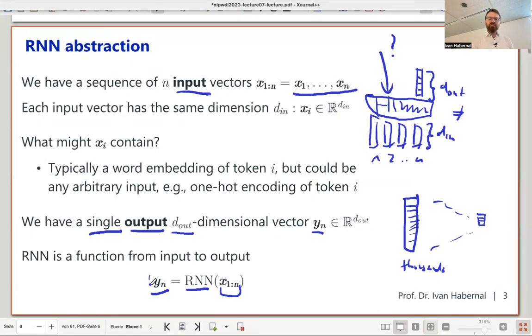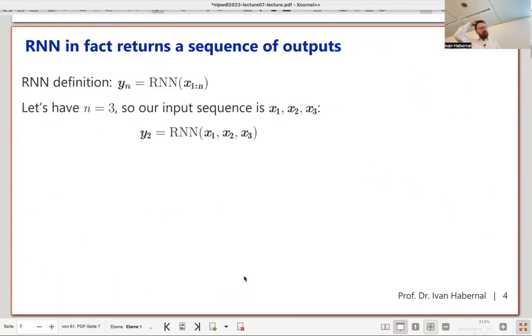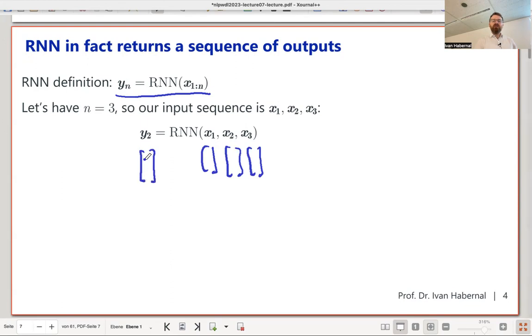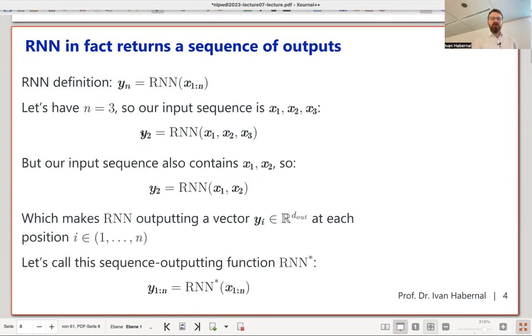But let's start a bit with this abstraction to understand the implications of our definition here. Because the RNN, as we defined it, actually returns not just a single output, but a sequence of outputs, right? Why is that so? This is our definition: for a sequence 1 to n, it gives us yn. So let's have an example. Let's have n equals 3, and our input sequence is x1, x2, x3. These are three vectors which I'm plugging into my network, and what's coming out is y2. Why is there 2? I have to double check. It should be y3, I guess. Yes, excuse me, this is a typo.